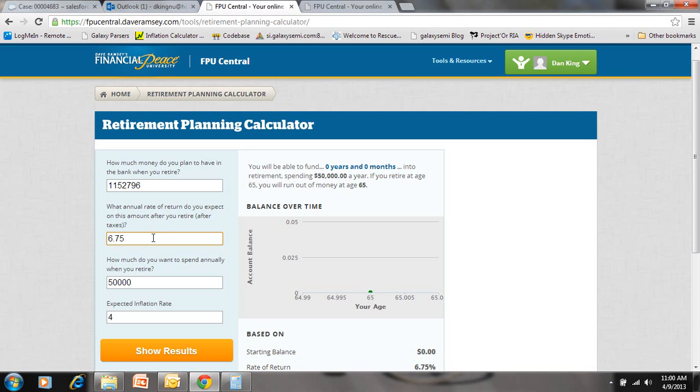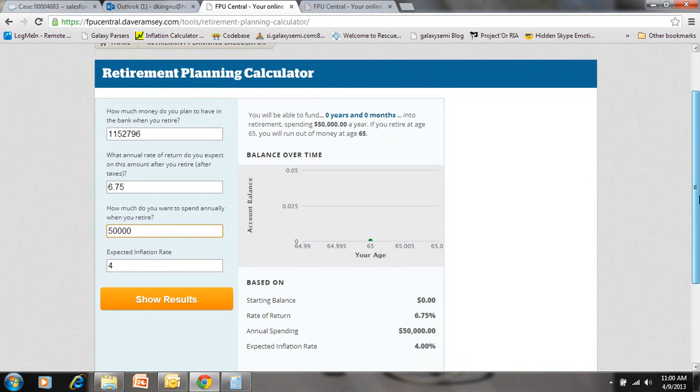But again, if you had most of your money in a Roth, it'd probably be higher. It'd be closer to that 9%. How much do you want to spend annually when you retire? Now, this is in today's dollars, so I put $50,000 because I just said I want to have 100% of my income today when I retire, and expected inflation rate is 4.